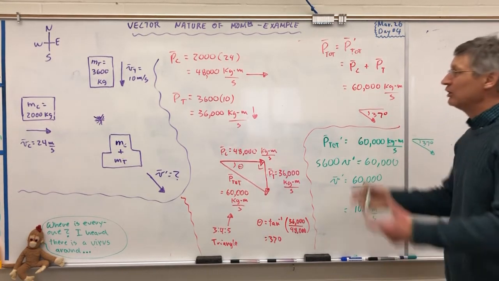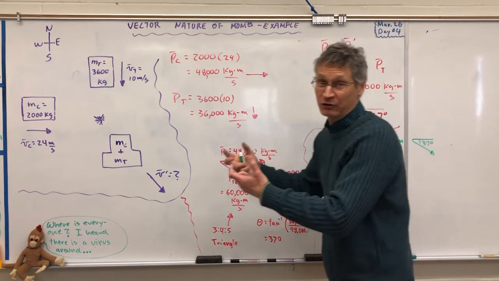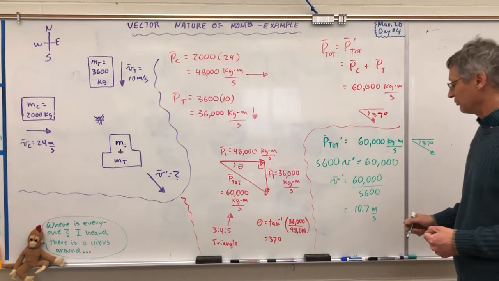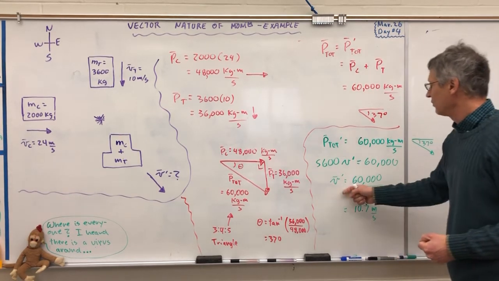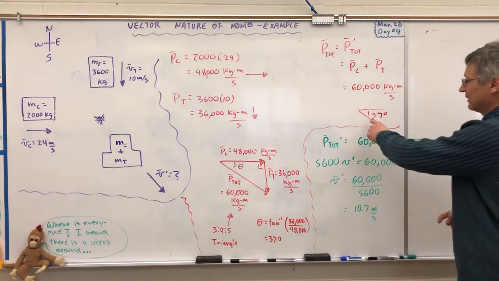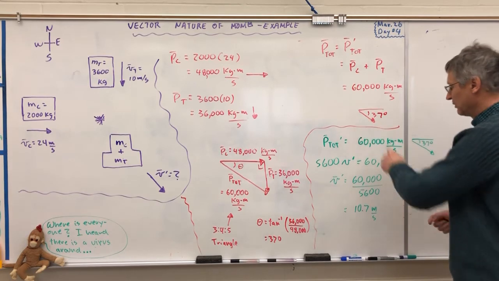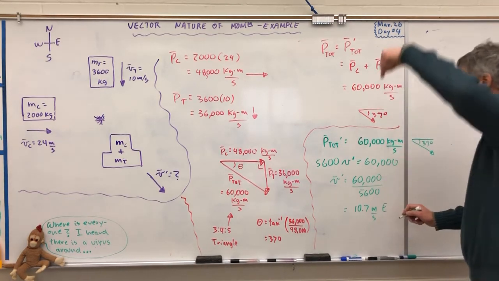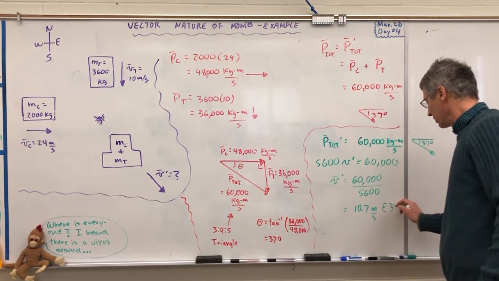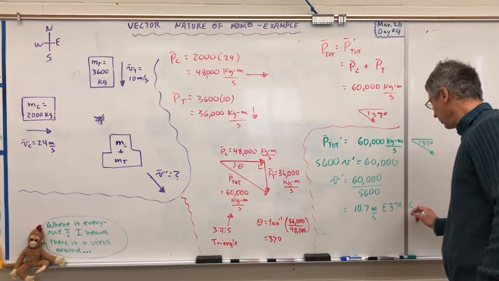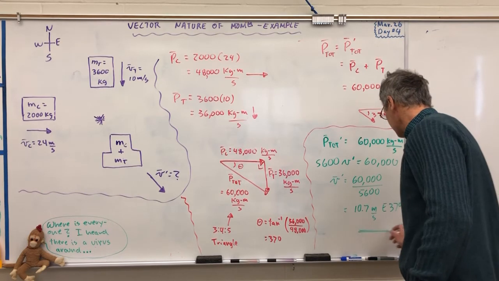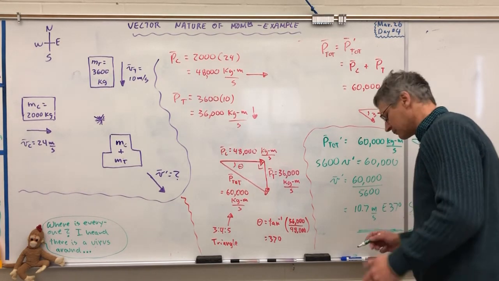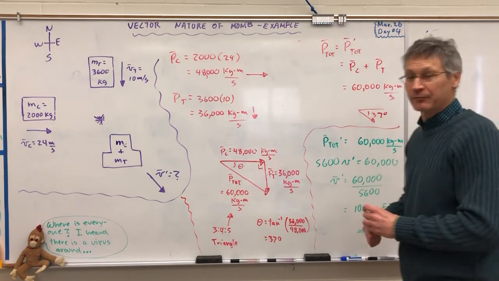So we use compass directions in the question, right? So let's give compass directions back on our final answer. What's the direction of my final velocity? Same as the direction of my final momentum. That's going to be what? East, and then 37 degrees down towards the south. Done.